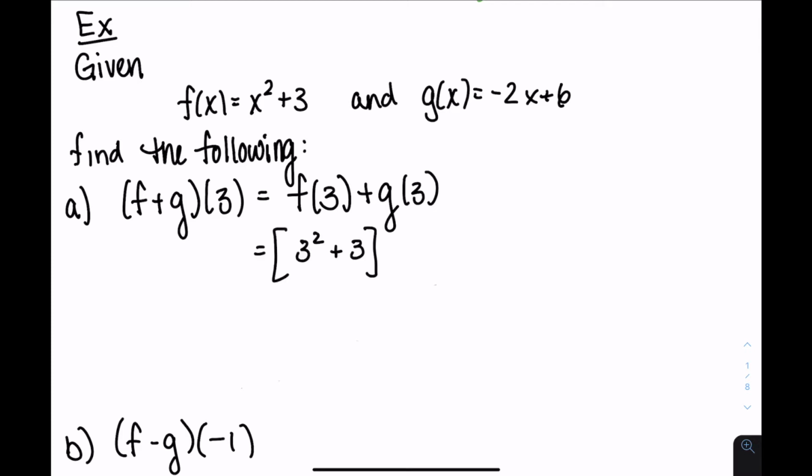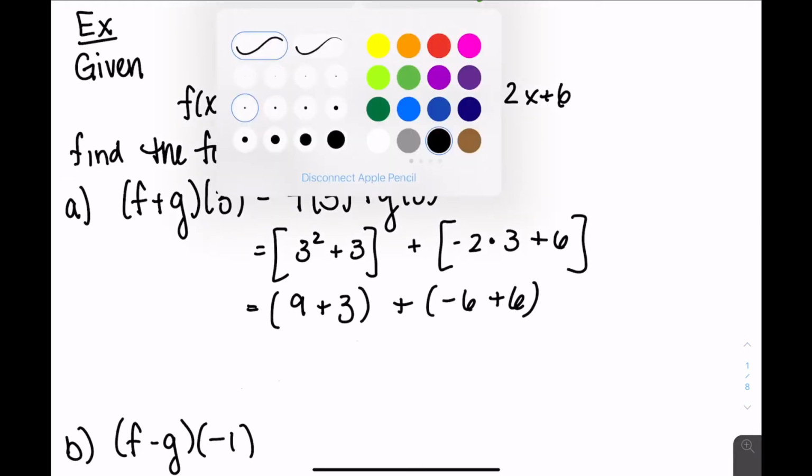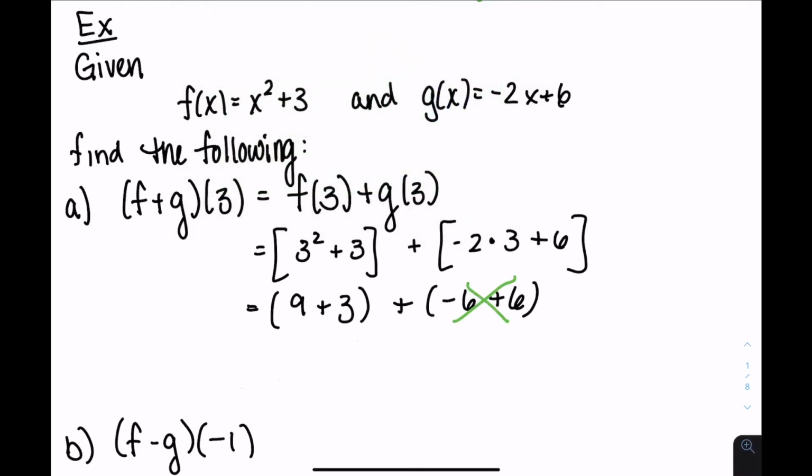So when we find f of 3, replace x by 3, so you get 3 squared plus 3. g of 3 is negative 2 times 3 plus 6. Once you find these two values, then you just add them together. So that's going to be 9 plus 3. This one will be negative 6 plus 6, which is nice. This just becomes 0. So this becomes 12 plus 0. So this particular function evaluated at 3 would be 12.